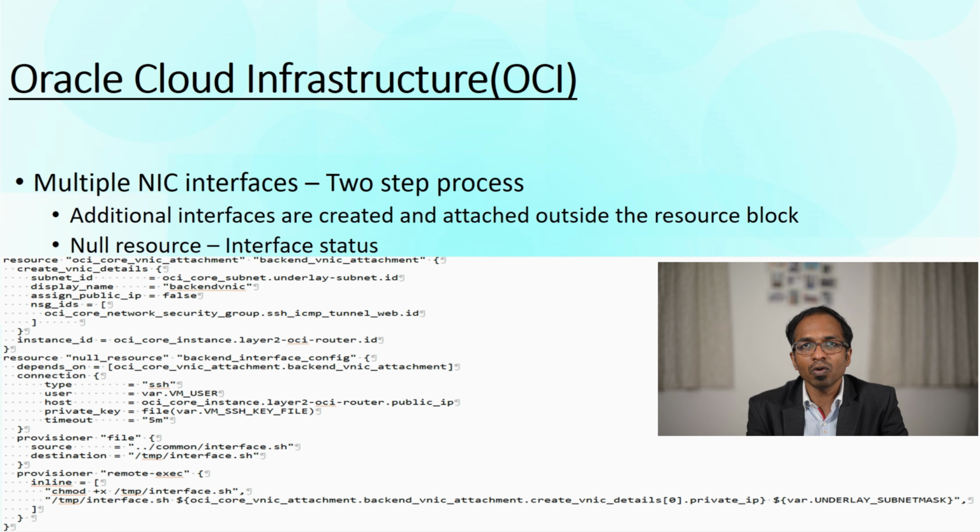The interface tends to be down in the virtual machine because you are attaching the interface after the virtual machine build activity. However, you can fix this by using a null resource, where you can log into the virtual machine and bring up the interface. It should fix the issue. There is no limitation with asymmetric routing in OCI.